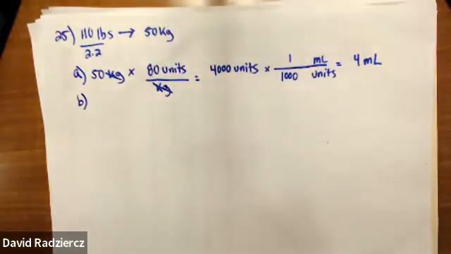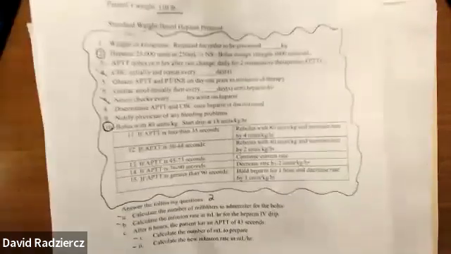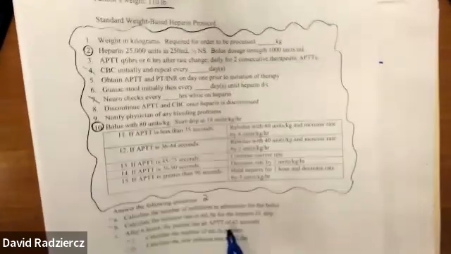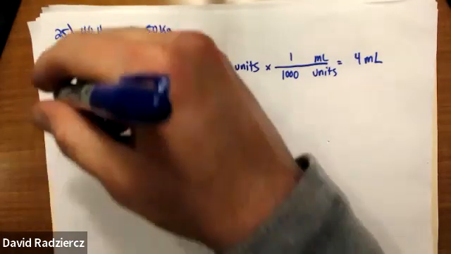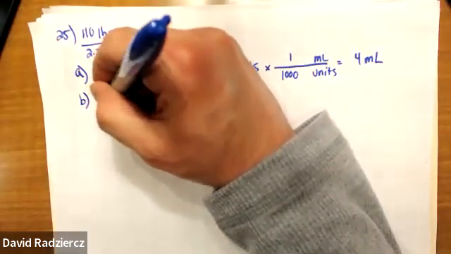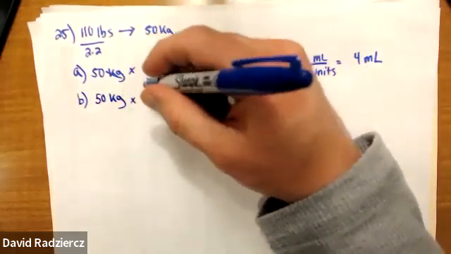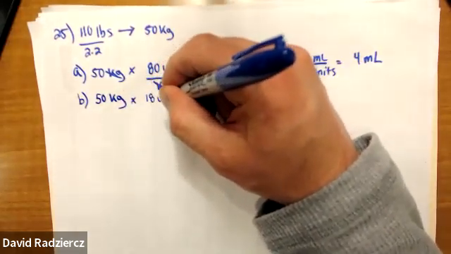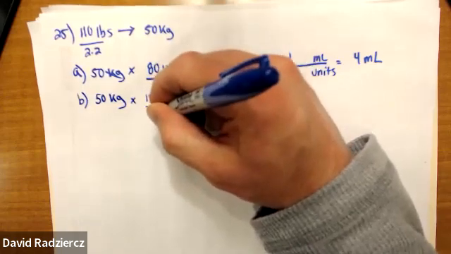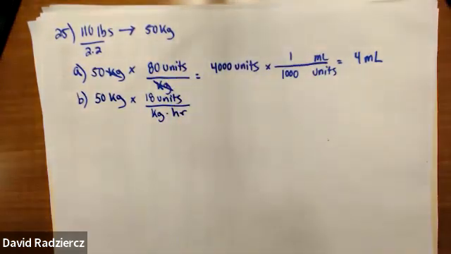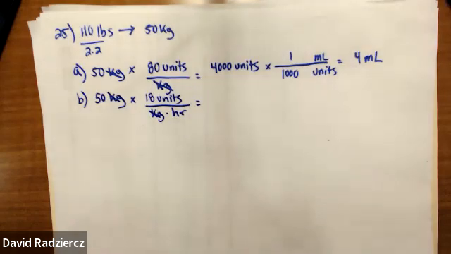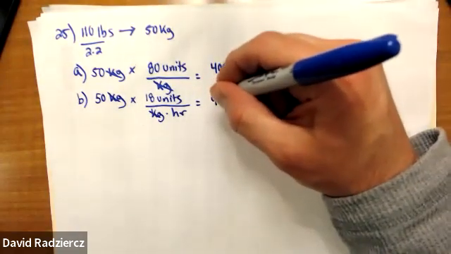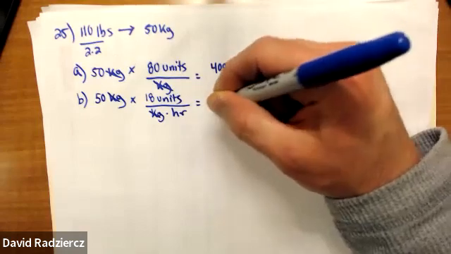comes in. So part B says, calculate the infusion rate in milliliters per hour for the heparin IV drip. So same patient. The protocol says to start them at 18 units per kilogram per hour. 50 times 18, plug that into the calculator, and you will get 900 units per hour.